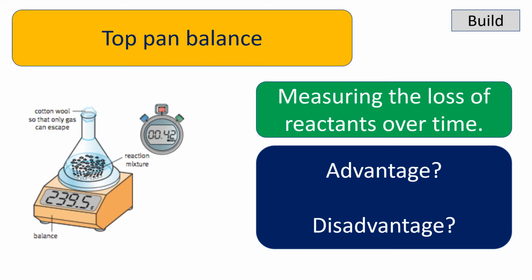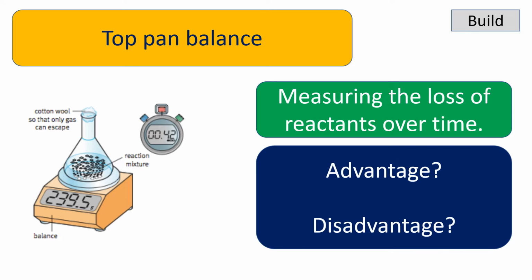So this doesn't work if you're making a product that's a liquid or a solid, because that's not going to escape. It's not going to do anything. This would only work if you were making a gas. So that gas escapes, and you would see the mass decreasing as the gas escapes over time. The advantage of it is it's relatively easy to do. It can be accurate. It's easy to set up. It's easy to read, and it's a good way of measuring loss of gas.